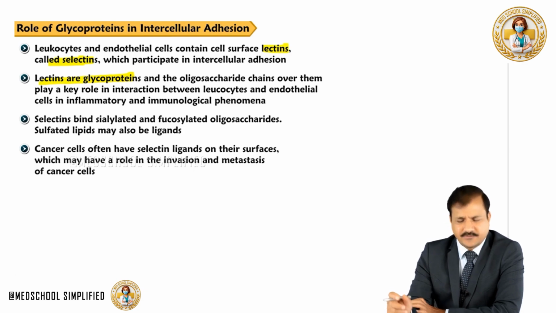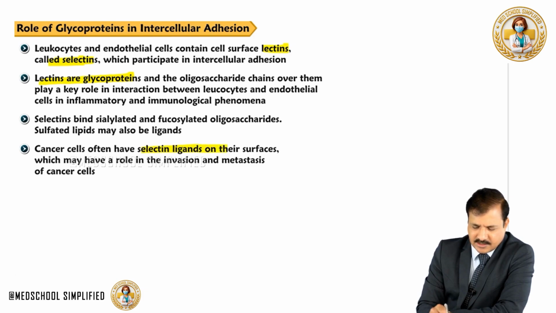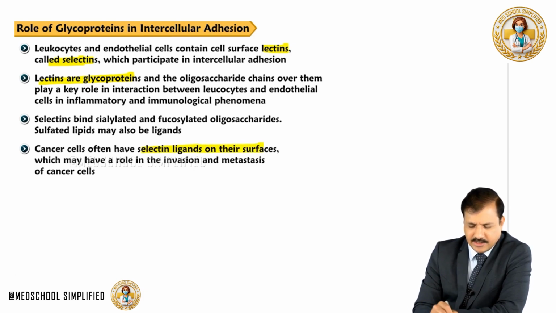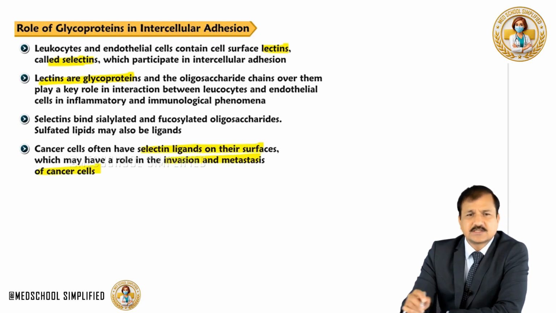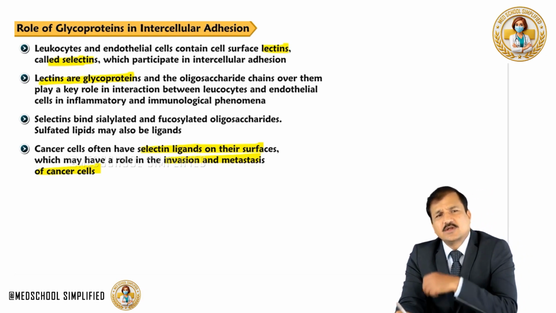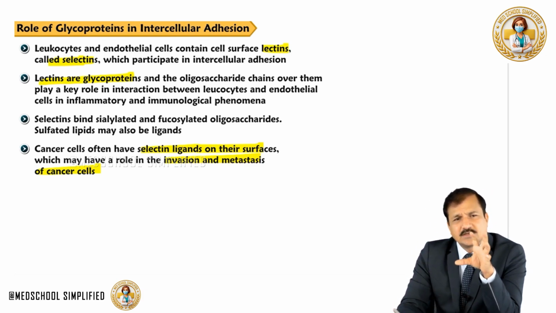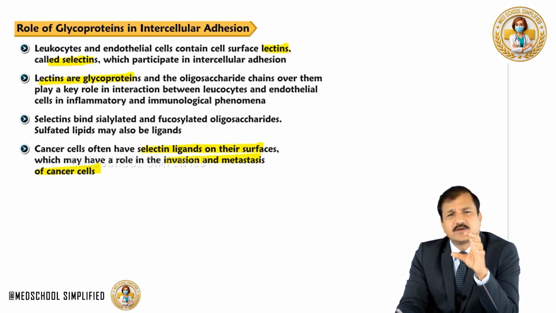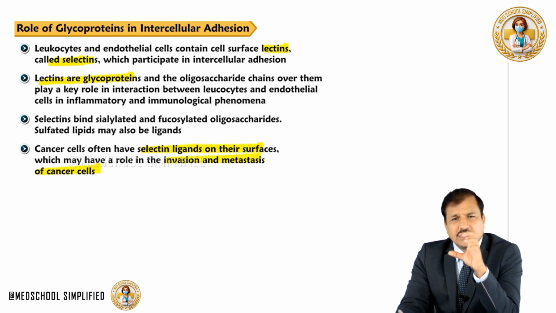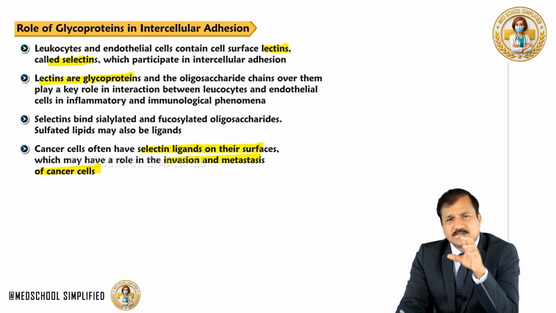Cancer cells often have these selectin ligands on their surface, which may play a role in invasion and metastasis of cancer cells. Since selectin is a type of lectin, which is a glycoprotein, the role of selectin in intercellular adhesion is one of the things that can be a target for prevention, like stopping metastasis if selectins can be targeted in the treatment.